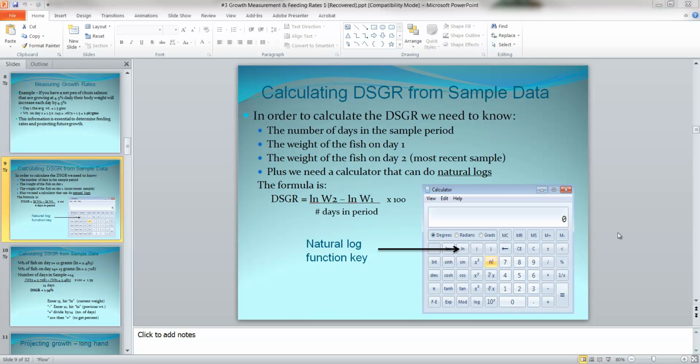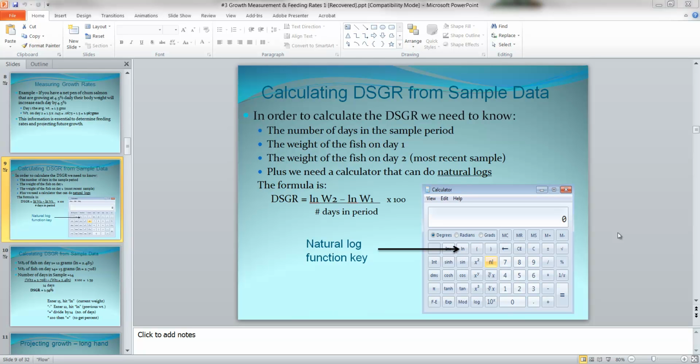Okay, in this session I wanted to go over this idea of daily specific growth rate, one of the more important mathematical operations we need to do as fish culturists on a regular basis. I thought I'd do this as a little video because I have such a heck of a time describing this on a PowerPoint, just trying to talk my way through it. So I thought I could present the information here and go through a couple of calculations with you.